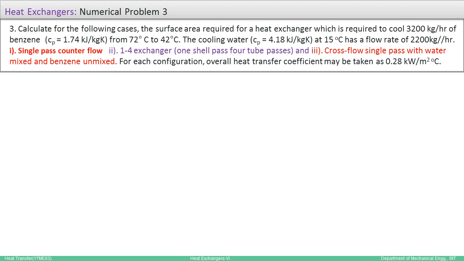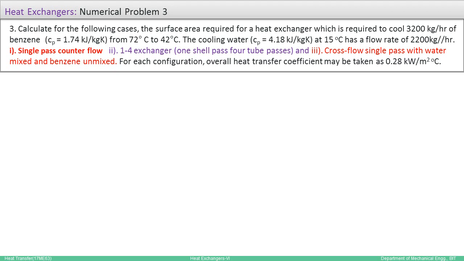The cases are single pass counterflow, second one 1-4 heat exchanger, that is one shell pass, 4 tube pass, and cross flow single pass with water mixed and benzene unmixed, that is one fluid mixed and the other fluid unmixed. For each configuration, overall heat transfer coefficient may be taken as 0.28 kilowatt per meter square degree Celsius. So there are three different cases here.